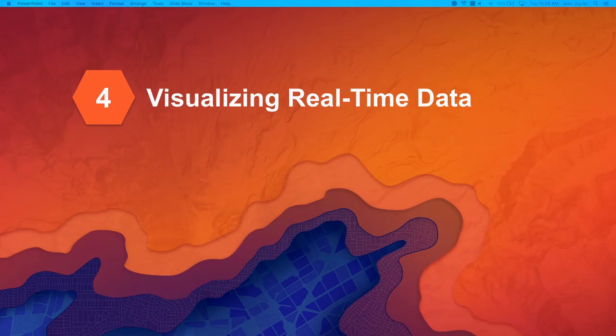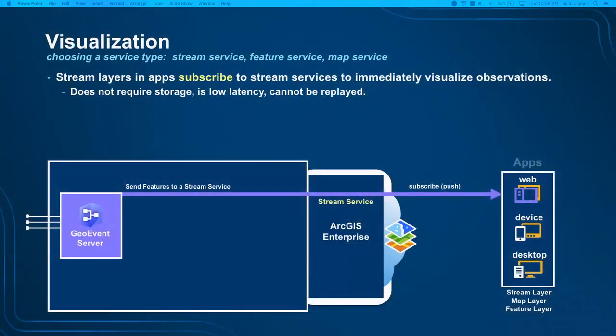So one of the other things that is really important with being able to have real-time data is visualizing this information. There are two primary ways of visualizing real-time data. The first is that you're able to subscribe to a stream layer. This is the example that Sagar showed earlier with the bus data coming through. And what this is doing is GeoEvent Server pushing data directly to a client application. Now, in this case, there is no database. There's no data stored on the back end.